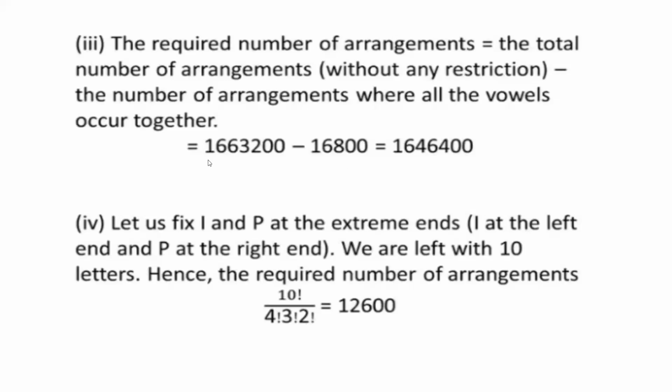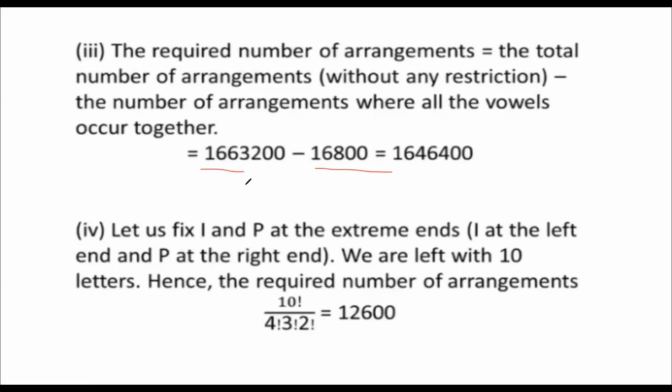The total ways you could arrange was this. And when they occur together was that. So you subtract 2, right? So this was when anything goes. This was when the vowels are together. So these here will be when the vowels are not together. Right? So that was pretty simple.